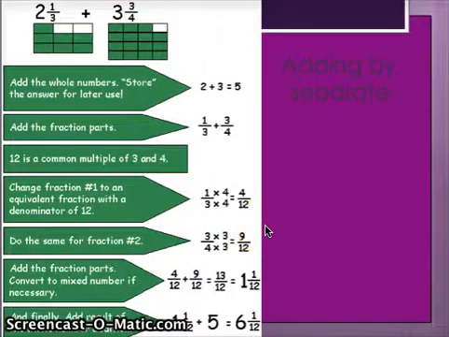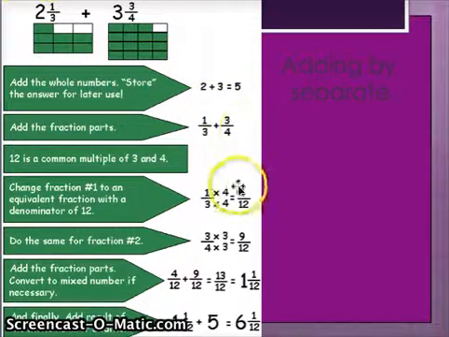Here are some step-by-step instructions for adding by separate. We have up here 2 1/3 plus 3 3/4, and it just tells you to add the whole numbers first and kind of store them, set them aside. So we took 2 plus 3 and we got 5. Now all we have left is 1/3 and 3/4. So that's what we're adding, 1/3 and 3/4.